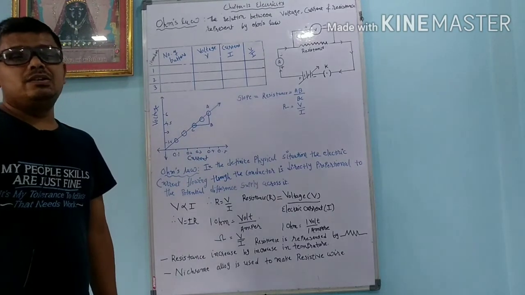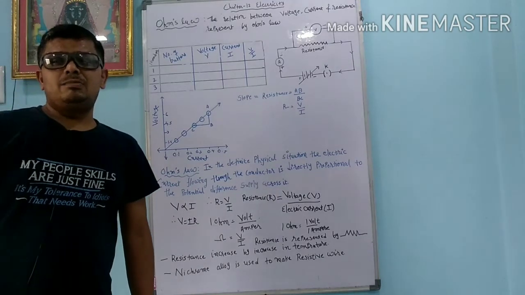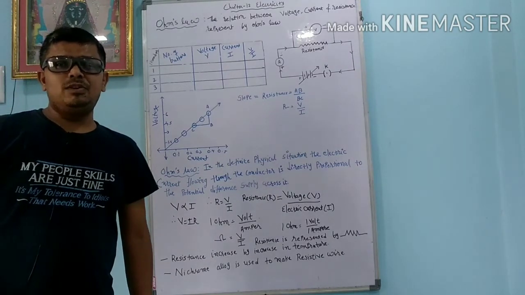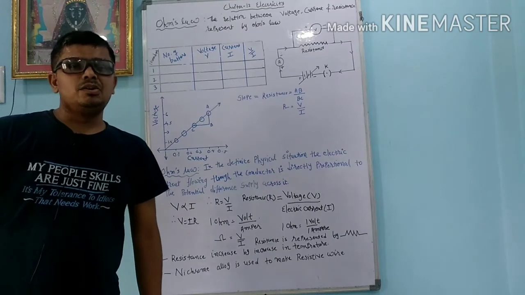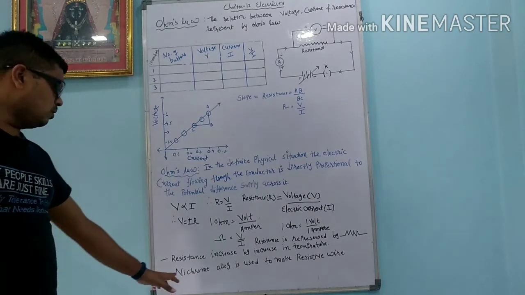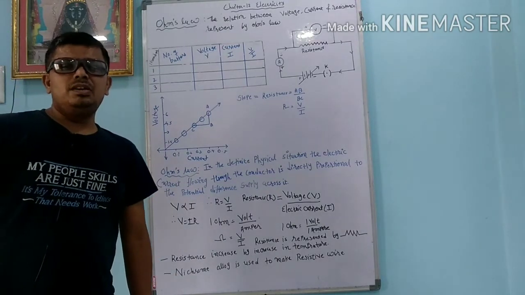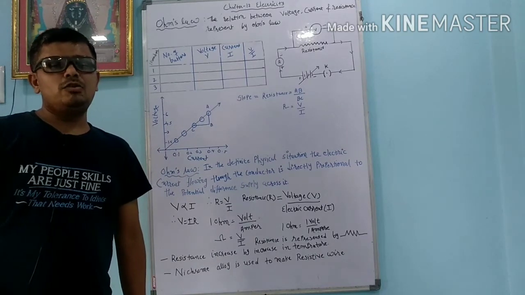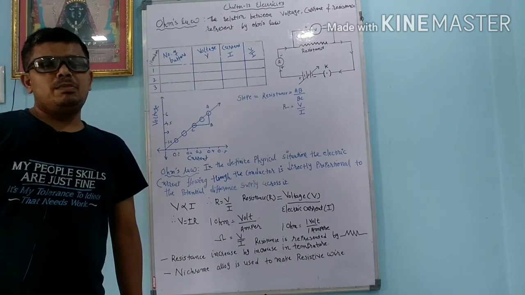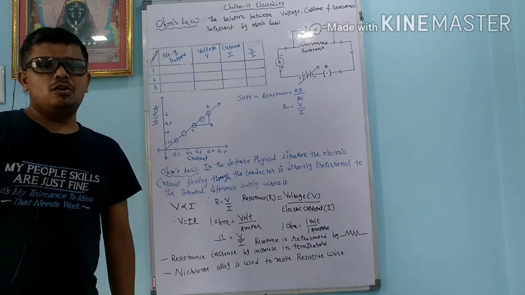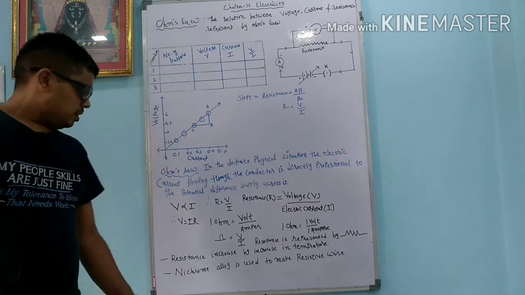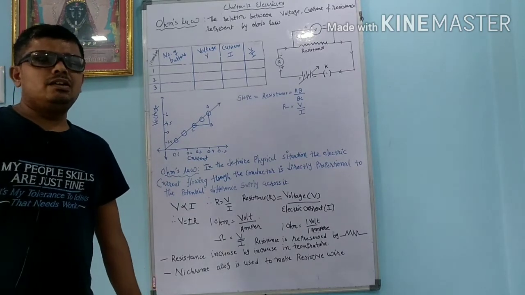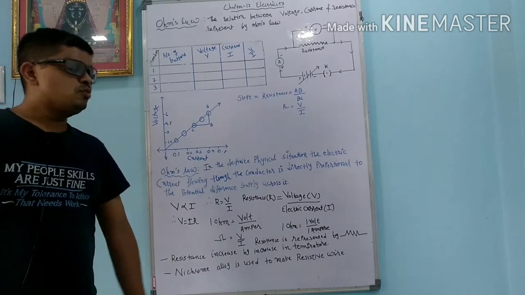Dear student, in heater, geyser, or any electrical appliances where heat is needed, in that we use more resistive material. So as a resistive material, we use nichrome wire. Okay, nichrome is an alloy. Okay, now alloy means what? A mixture of metal and metal, or metal and non-metal, that is called an alloy. Nichrome is an alloy of nickel and chromium, and it is used to make the resistive wire.